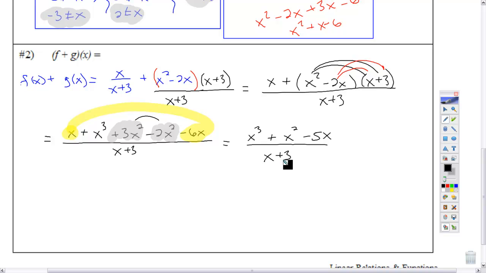I'm going to need to factor my numerator to see if I can cancel it with something from the bottom. Before I try to cancel things, I want to make sure that I find excluded values. So I take my denominator and I say the denominator cannot be 0, which then I'm saying x cannot be negative 3.